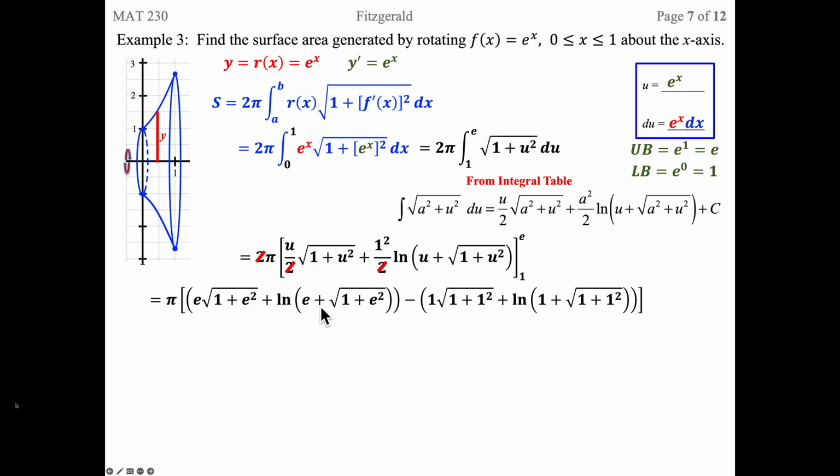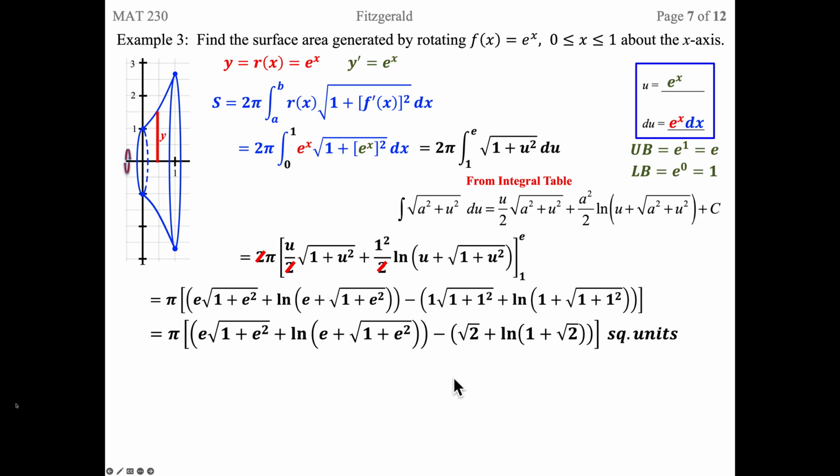Not much to simplify here, but over here we'll simplify these 1 plus 1's to the square root of 2. And this would be our exact valued answer that, okay, you'll have to type into your calculator, and you'll get 22.94302234 square units, or again, round to wherever WebAssign wants us to round it to.